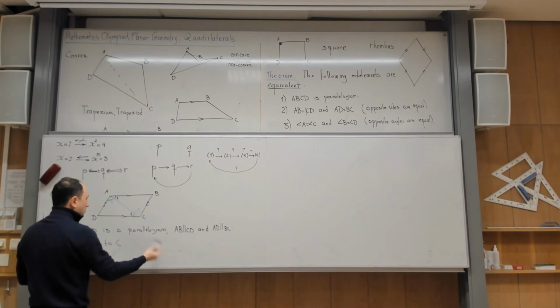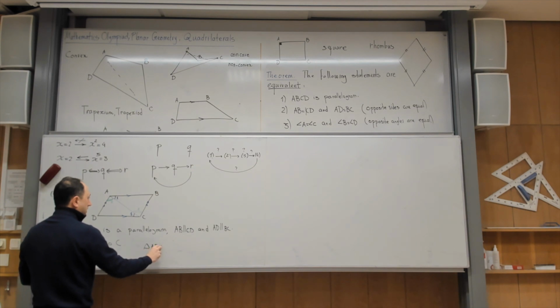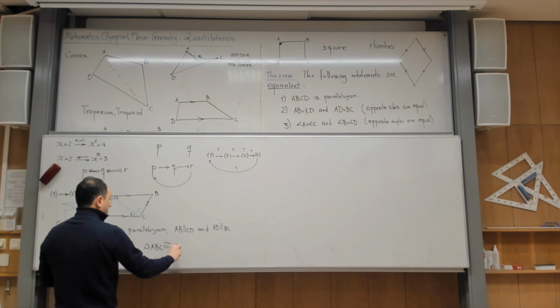So I just skipped all of them, okay? Because they are simple. So I would say that triangle ABC is congruent to triangle what? ADC.